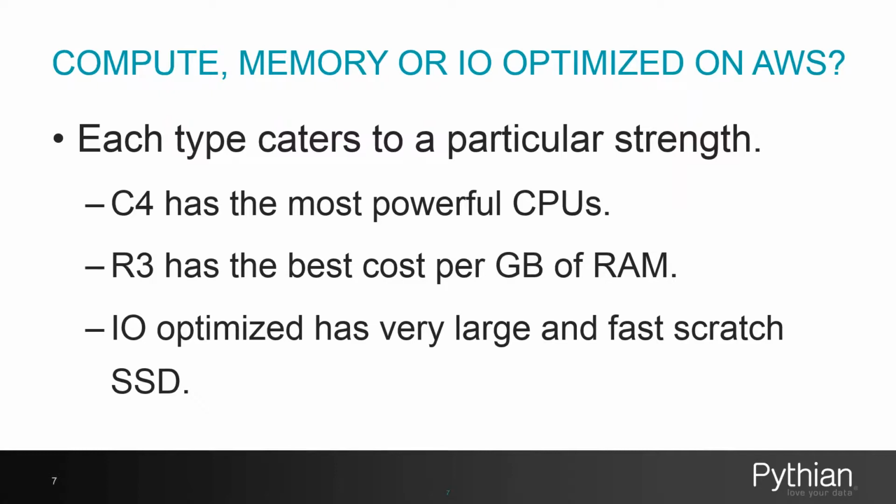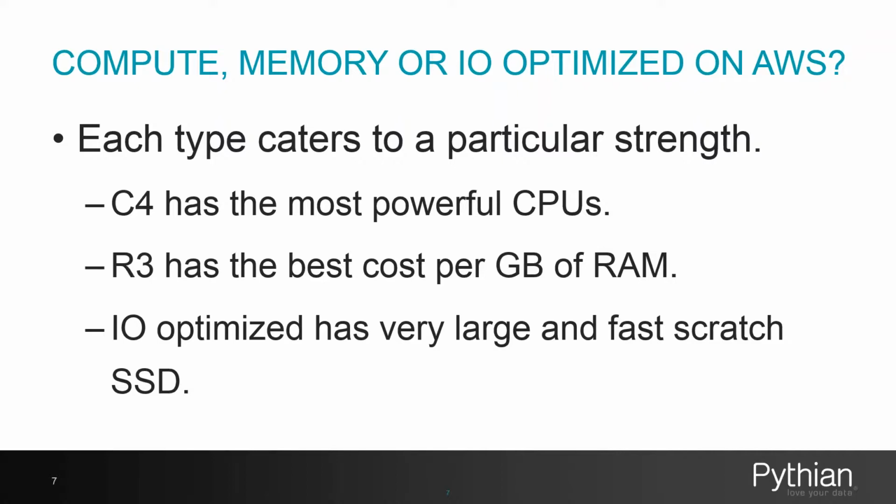Now let's talk about the ones that can actually be used for real 24/7 high performance for SQL Server. So we have compute, memory, or I/O optimized, and each type caters to a particular strength. So we have C4. C4 is what's known as compute optimized and has the most powerful CPUs that you can get on AWS. So this one is not going to have maybe the biggest amount of RAM or the fastest I/O, but it's going to have really, really powerful CPUs. So if maybe you have a database that's doing a lot of analytics, a lot of, for example, computations that are happening in the CPU, but mostly the data is already sitting in memory, this is a good instance model that you could pick.